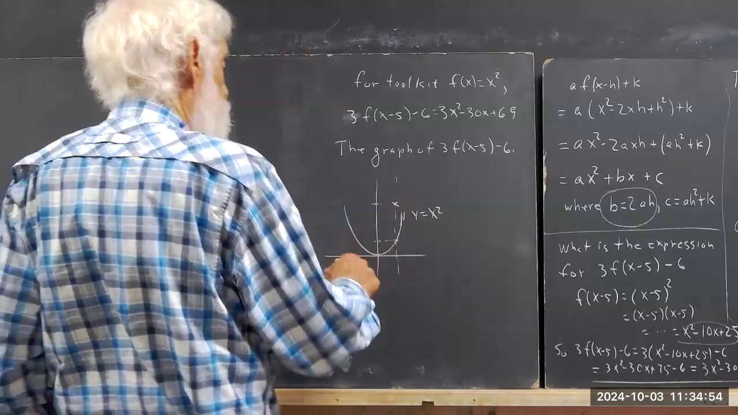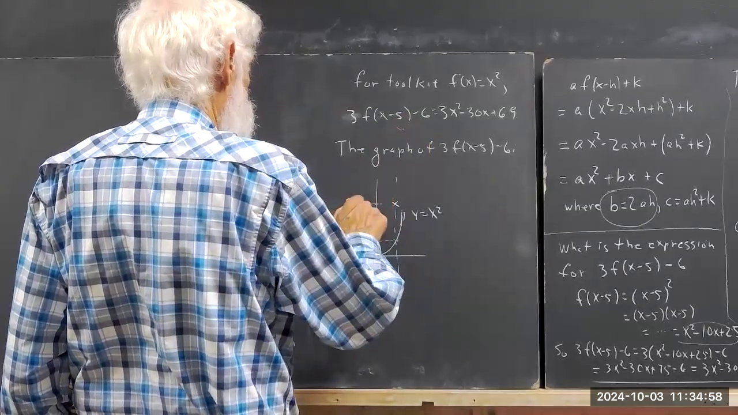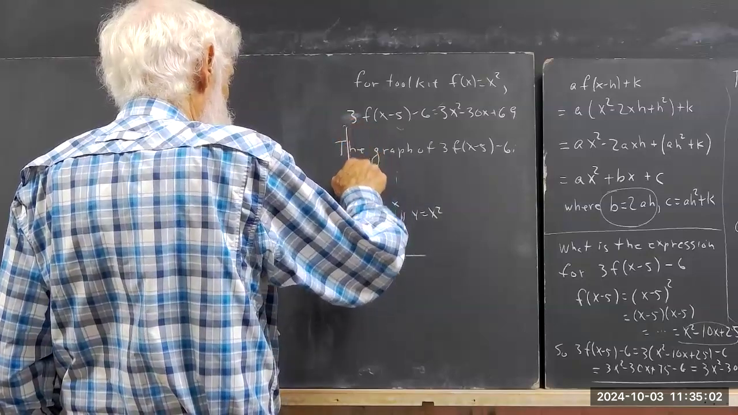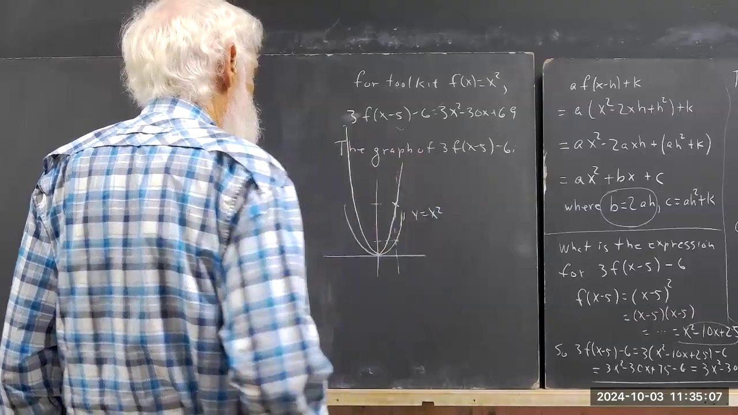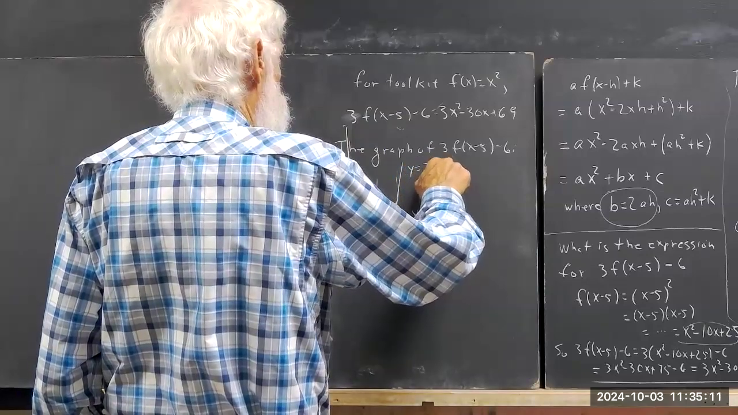And same with all these other points. This point is going to move way up here somewhere. This point is going to move way up here somewhere. And you're going to end up with a function that's vertically stretched. So this is y equals 3x squared.